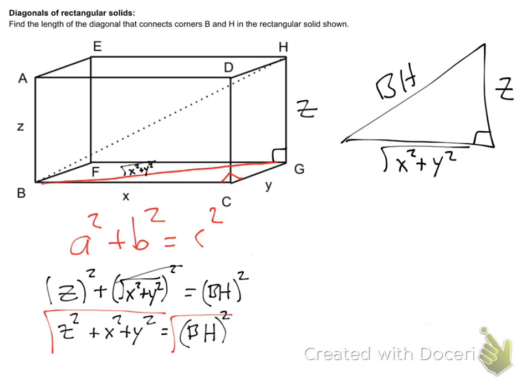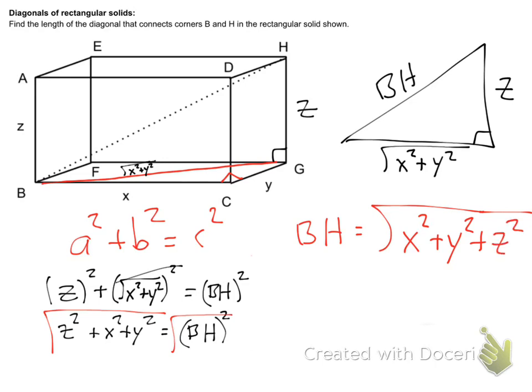So guess what? BH equals the square root of, I'm going to put them in order, x squared plus y squared plus z squared. Hey, wait a minute. Doesn't that look a lot like the Pythagorean theorem in a way? It does. It's just that instead of using two sides, you have three: x, y, and z.